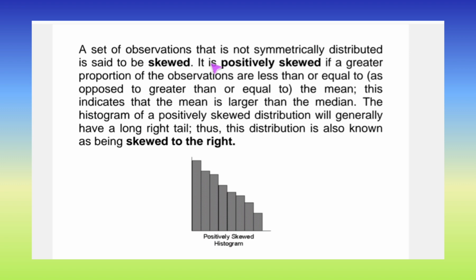A set of observations that is not symmetrically distributed is said to be skewed. It is positively skewed if a greater proportion of the observations are less than or equal to the mean. This indicates that the mean is larger than the median. The histogram of a positively skewed distribution will generally have a long right tail. Thus, this distribution is also known as being skewed to the right.